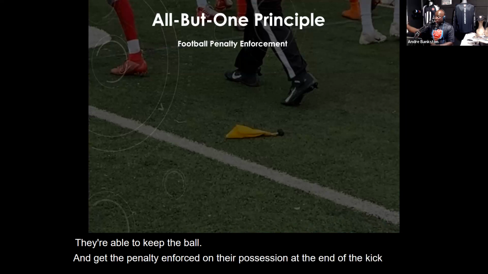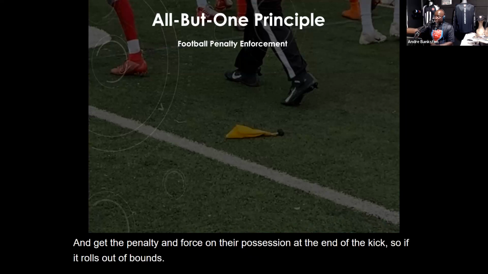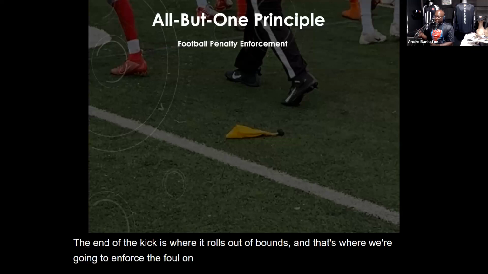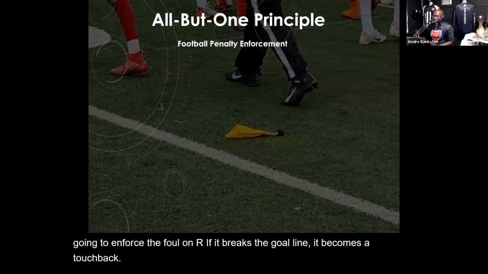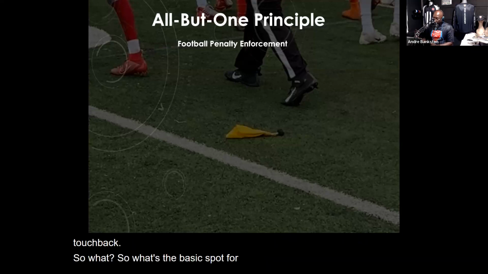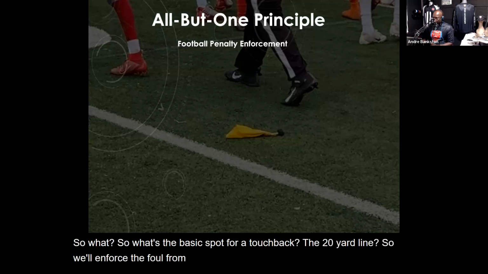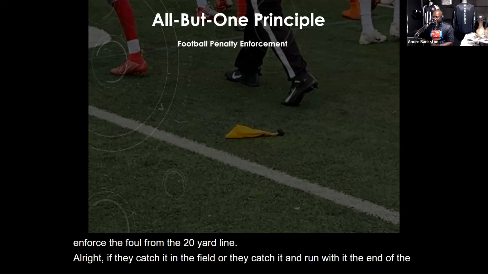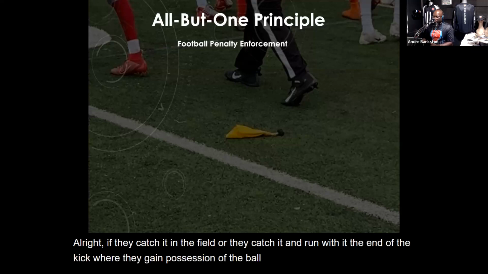So if it rolls out of bounds, the end of the kick is where it rolls out of bounds, and that's where we're going to enforce the foul on R. If it breaks the goal line, it becomes a touchback. So what's the basic spot for a touchback? The 20-yard line. So we'll enforce the foul from the 20-yard line. All right. If they catch it in the field, or if they catch it and run with it, the end of the kick where they gain possession of the ball is where we enforce the foul.